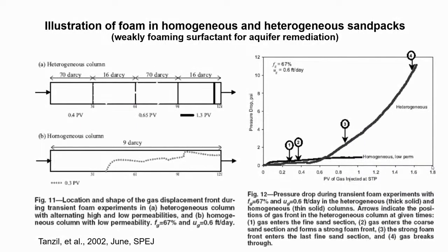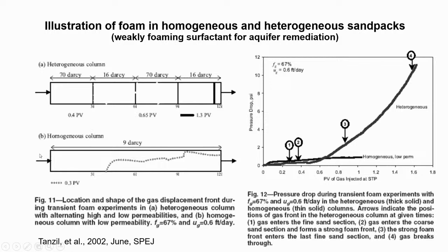Those were the simulations. Now let's look at the experiments that happened more than a decade later. Let's look at the heterogeneous column and the homogeneous column. The heterogeneous column is a sandpack with inflow in, outflow out. The first section is 70 Darcy, the next section is 16 Darcy, then 70 Darcy, and 16 Darcy. The homogeneous column is just 9 Darcy uniformly.